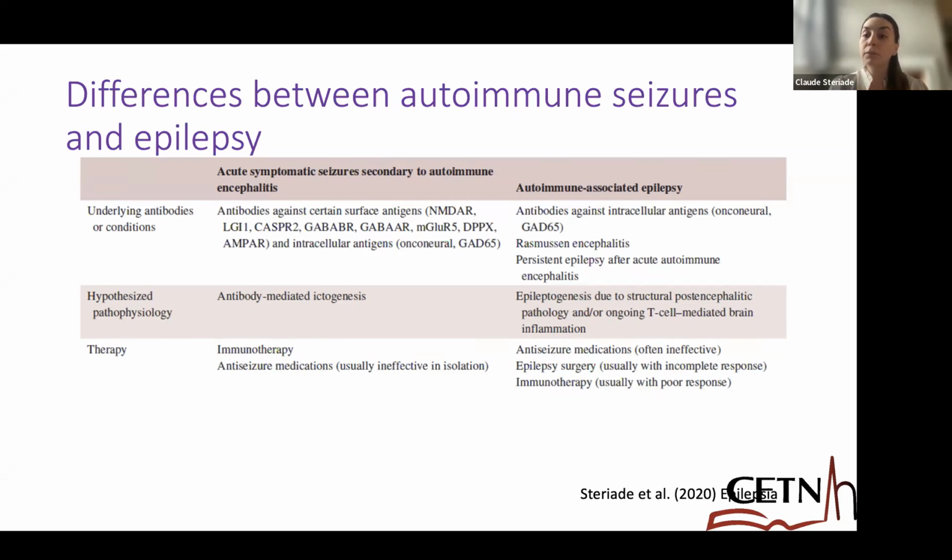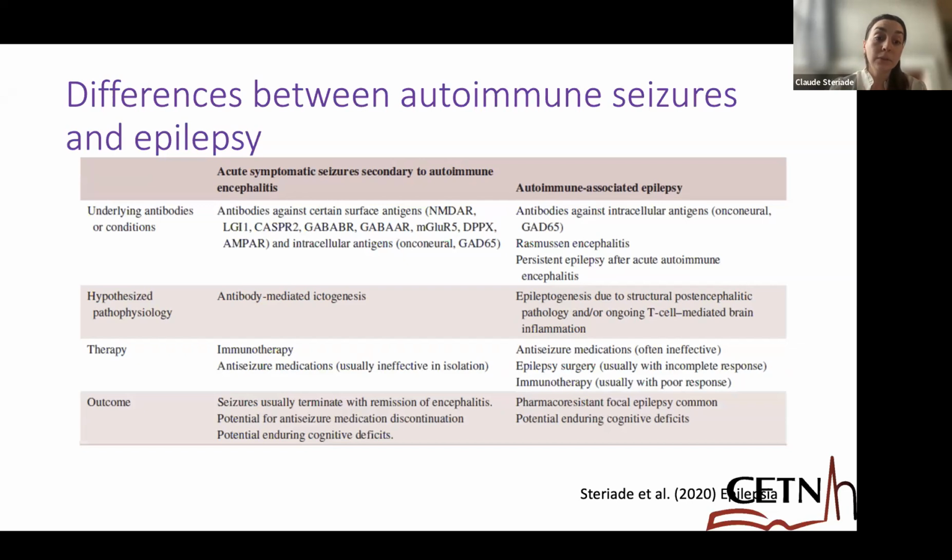In the context of autoimmune-associated epilepsy, unfortunately, patients don't respond very well to any treatment, including immunotherapy. And it's not clear whether that's because there's often a coexisting structural problem that's going to cause seizures to continue, or whether immunotherapy is just not the right kind of immunotherapy approach. And lastly, the outcome is very different. So in the context of acute symptomatic seizures, they typically remit, although not always, and I'll talk a little bit about that literature in a second, once the encephalitis is treated. Whereas in the context of autoimmune-associated epilepsy, typically the seizures continue and there's a lot of cognitive deficits that continue.